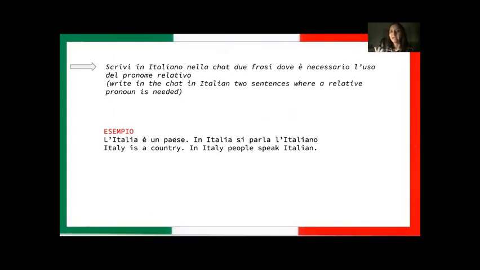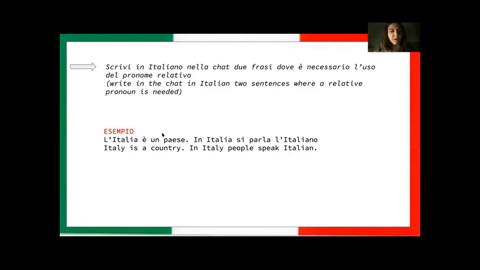So before we get started, I would like you to think in Italian and write in the chat right here 2 sentences where you think that the relative pronoun is necessary. So, for example, l'Italia è un paese. In Italia si parla l'italiano. So the subject, l'Italia, is repeated twice in the sentence. And for this reason, we would need a relative pronoun, okay, to not repeat in Italian the second sentence, but connect the 2 sentences with the same subject.